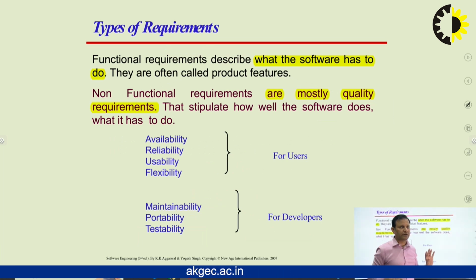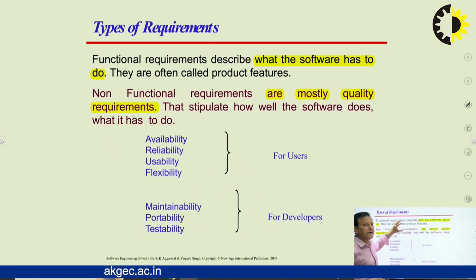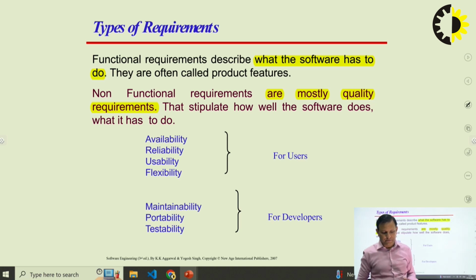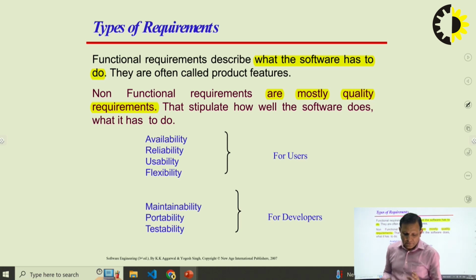Functional requirements basically describe what the software has to do. They are often called the product features. What the system will do or accomplish is called the functional requirements, such as business logic, data logic, data manipulation, processing logic, and decision making. So these requirements determine how the software will behave to meet the user needs.